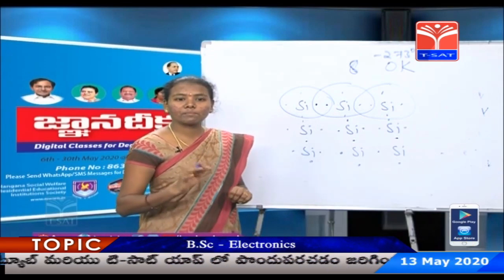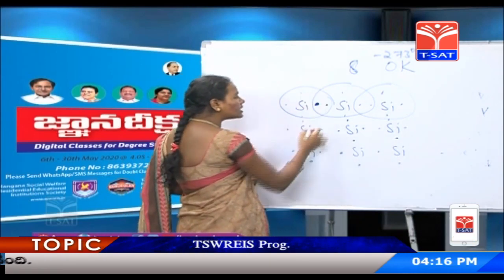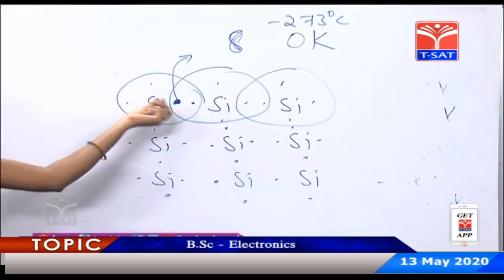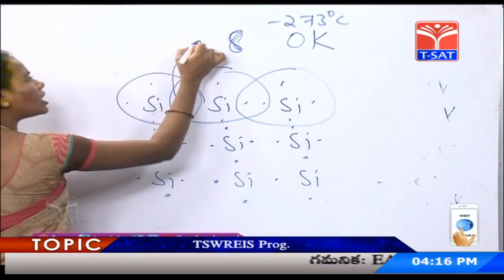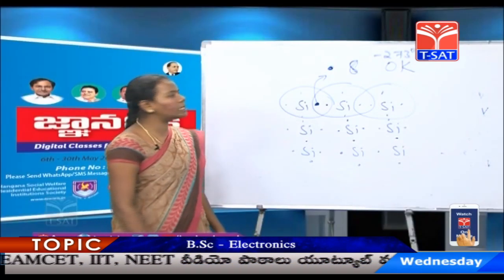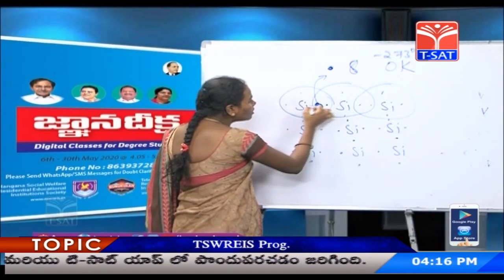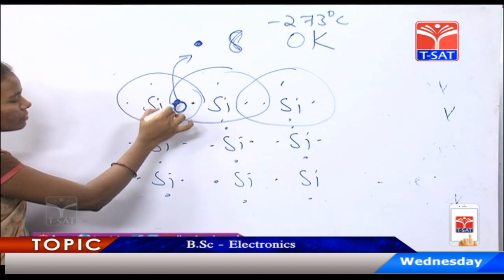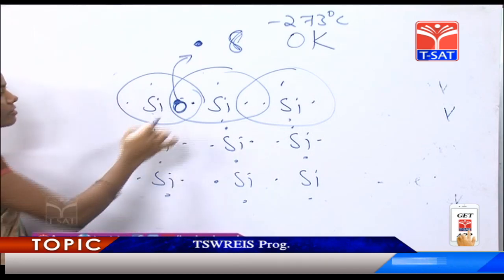When the temperature increases, the electron will gain the energy to move out of the covalent bond. So it will be free for conduction, and when it is left, there will be a void created from where it is left. It is left from this covalent bond, so there will be a void or hole from where it is left.